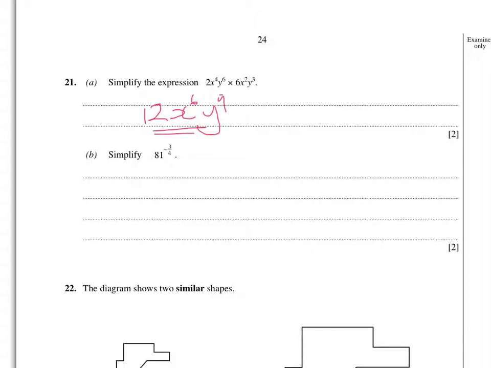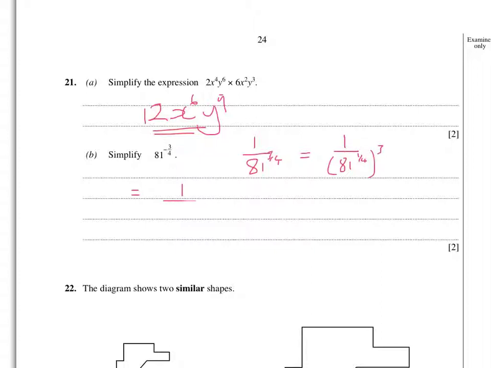Underline. Simplify 81 to the minus 3/4. Right, take one element at a time. First of all, I'm going to write it as 1 over 81 to the 3/4. Sorted out the minus. Next up, I'm going to split that 3/4 up into a quarter and a cube. Deal with one at a time.